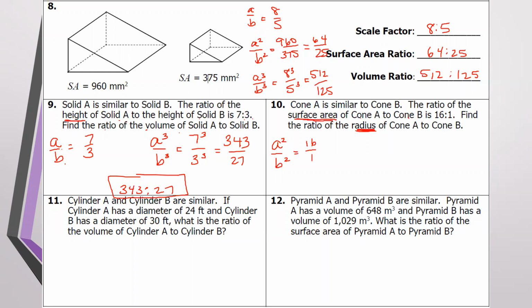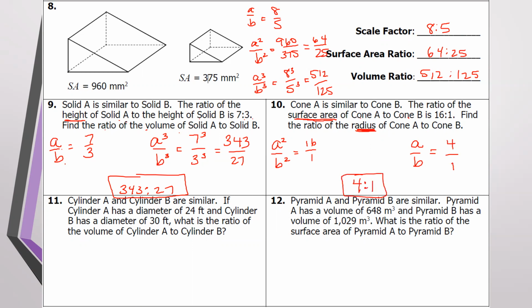Radius is a linear measurement, so that means we're looking for A over B. Okay, well, if A squared is 16, then A, how would I get A? Square root. How do you get rid of a square? Square root. So the square root of 16 is 4. And the square root of 1 is 1. So the ratio of the radii is 4 to 1.